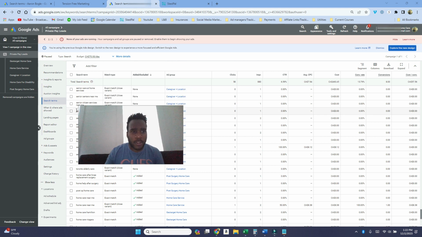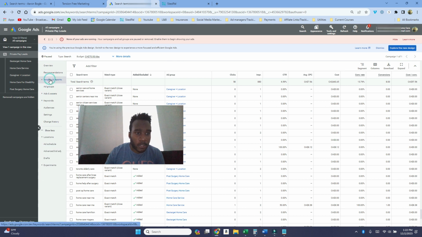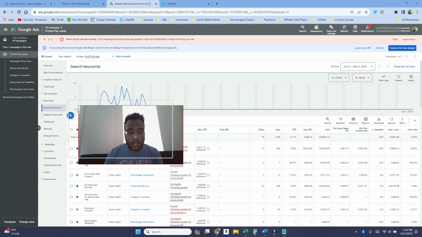That's my search term check. And then what I do is once I do that, once a week, I'll go through the actual keyword data.